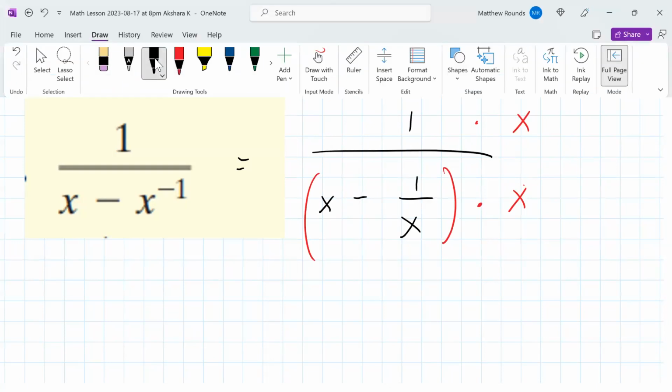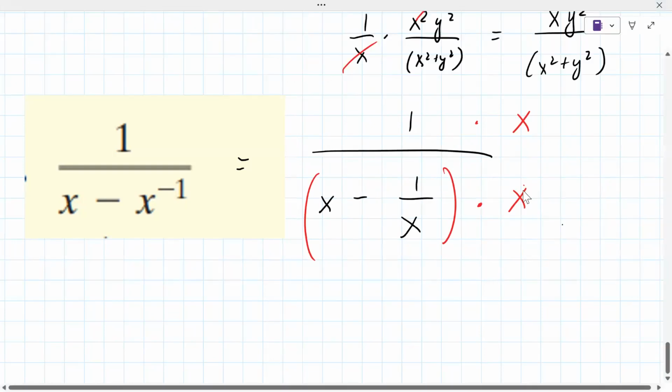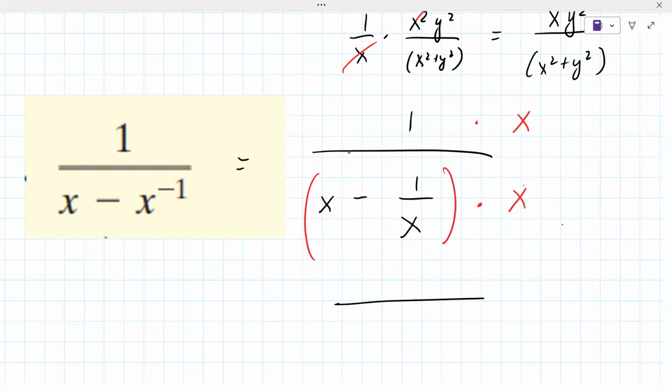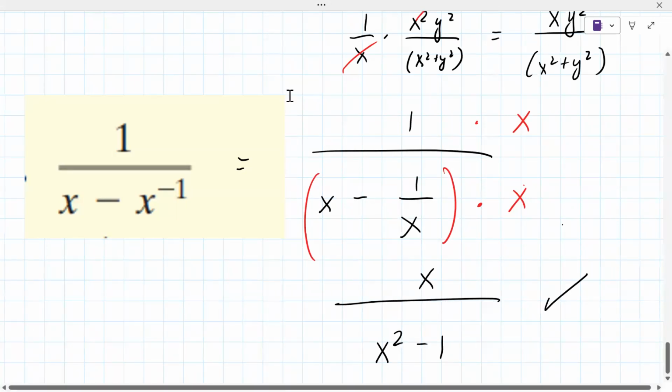Okay, so what you'll see here is that you multiply this x by 1 over x, that makes it 1. x times x gives you x squared. So it's x squared minus 1 and then x on top like that. And you're done. You don't have to do the whole making a common denominator thing.